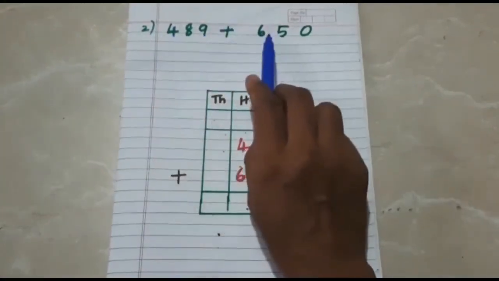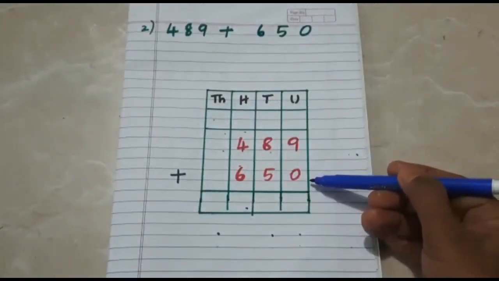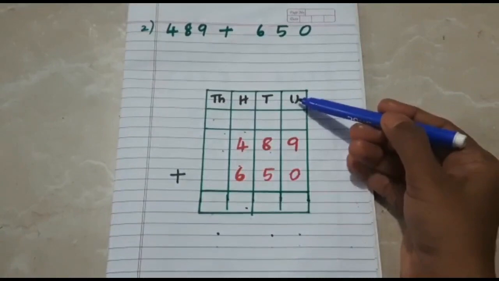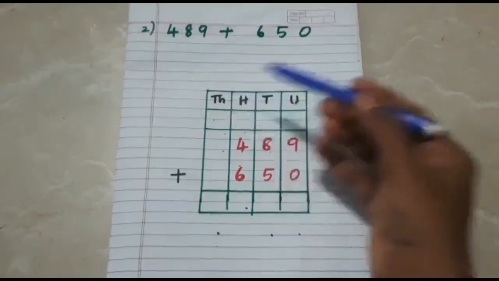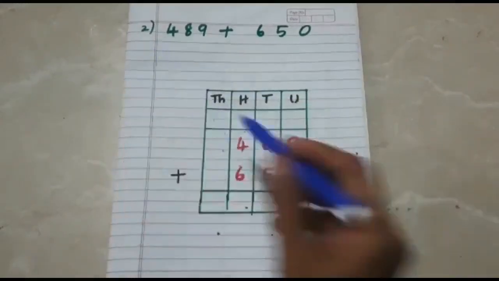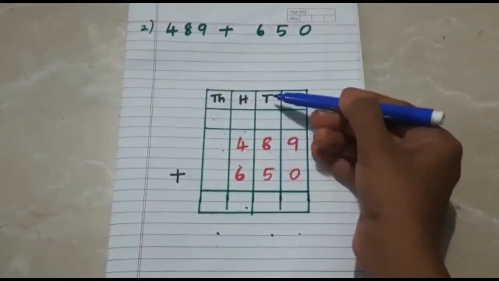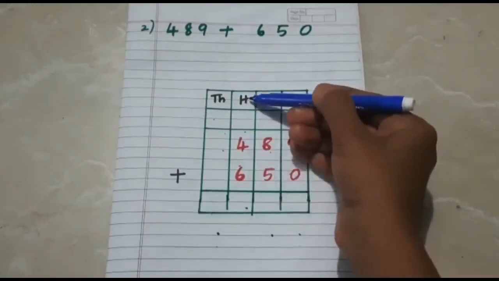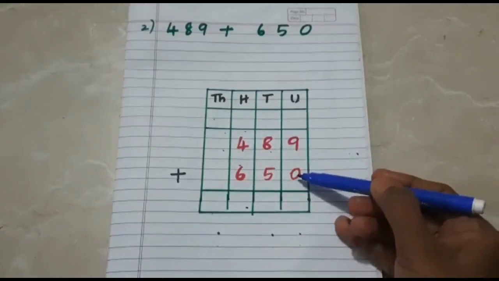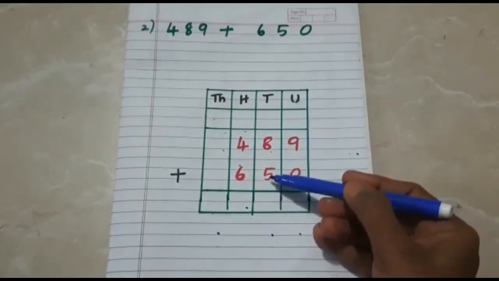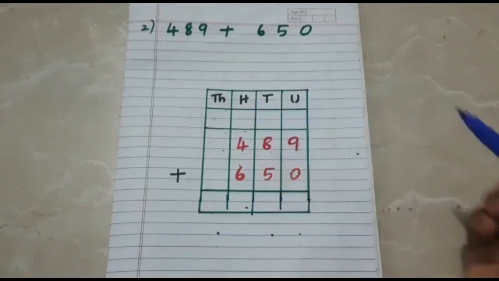Okay. Now second one is add vertically of 3 digits only. 489 plus 650. Children, first we have to draw the columns mentioning the place values of units, tens, hundreds and thousands. Then for 489, I have written 9 in the units place, 8 in the tens place, 4 in the hundreds place. And for 650, 0 in the units place, 5 in the tens place, 6 in the hundreds place.